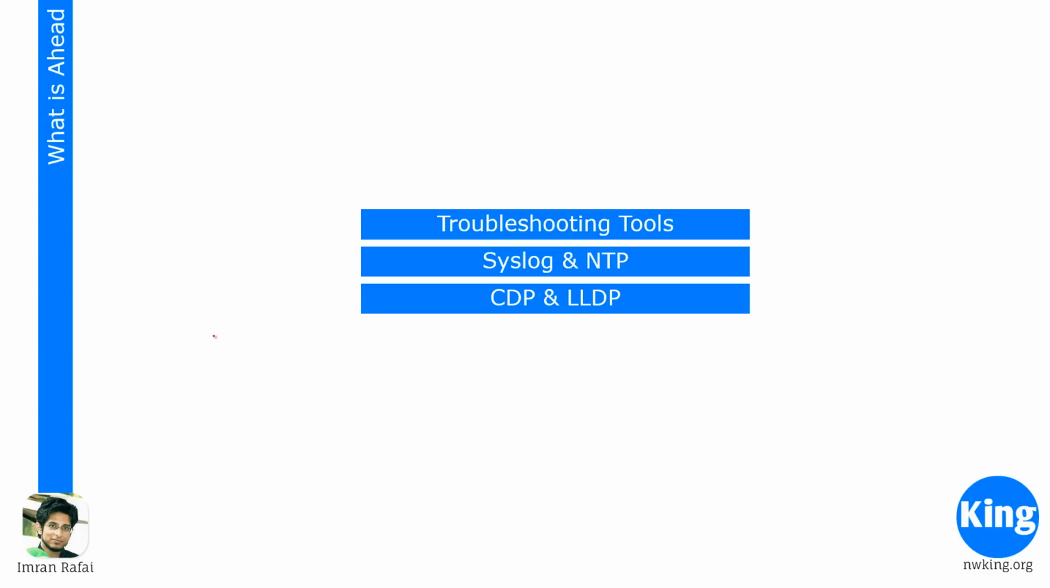So what are we going to look at? We're going to look at three things. Of course, we'll continue with troubleshooting, so we'll look at a few troubleshooting tools. Then we'll look at Syslog and NTP. Right, and then we will look at CDP and LLDP. Right, so stay tuned and we're going to be there.